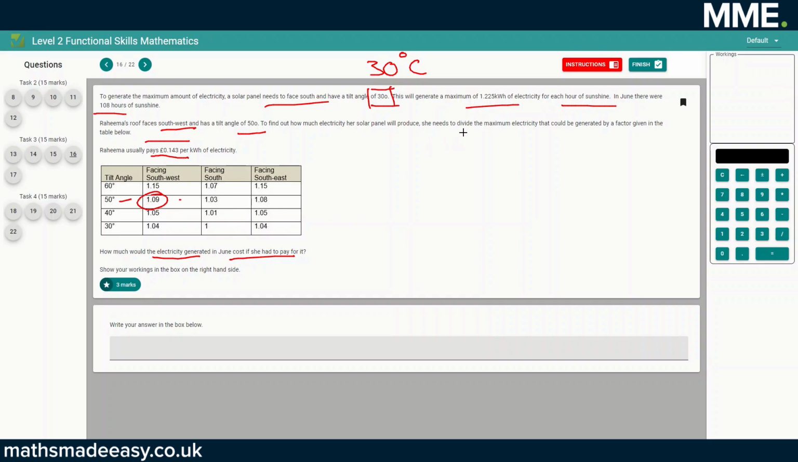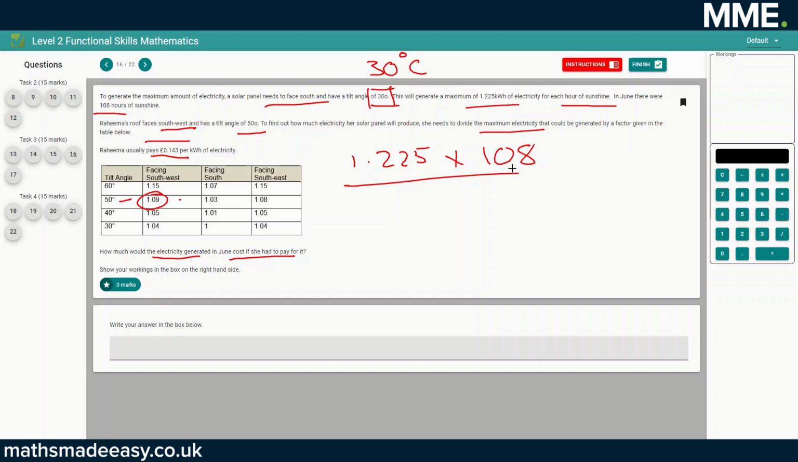Now, to find the maximum possible electricity that could be produced by the solar panel, we're going to do a calculation of 1.225 kilowatt hours times 108. So this calculation would give you the maximum possible energy produced by a solar panel if it was south-facing and at a tilt angle of 30 degrees.